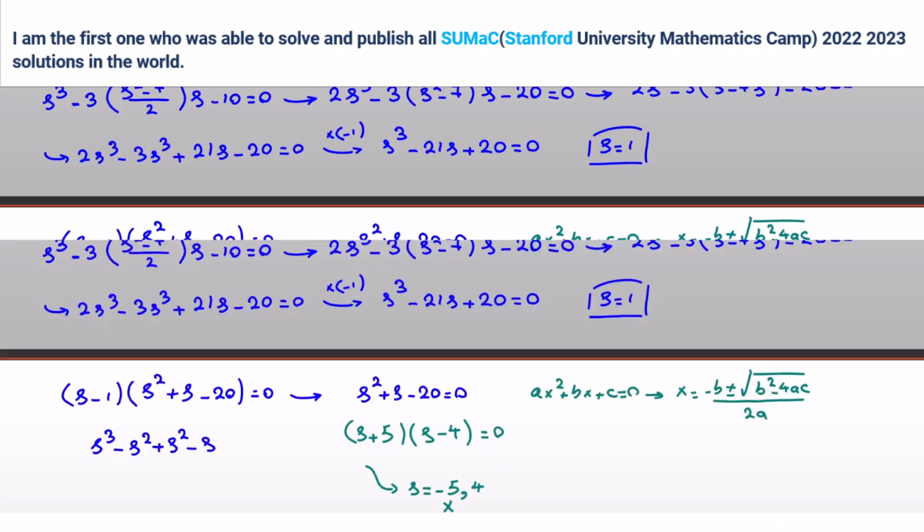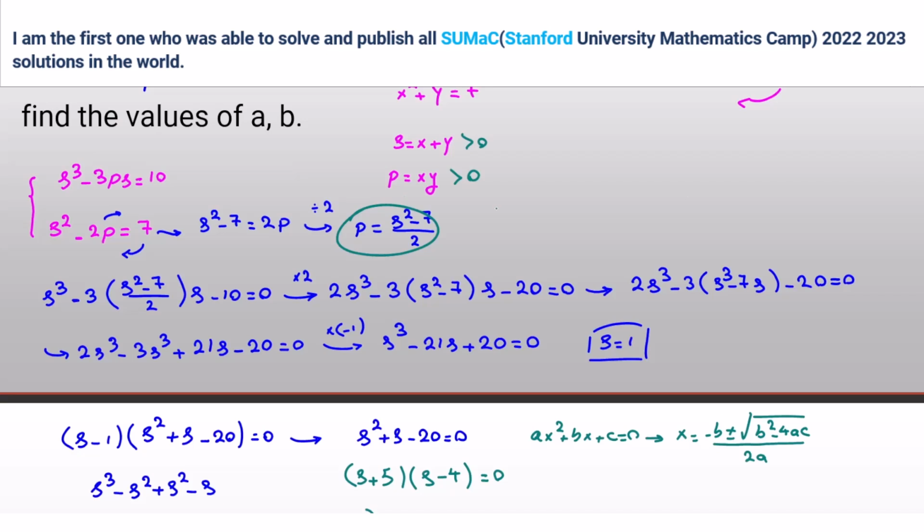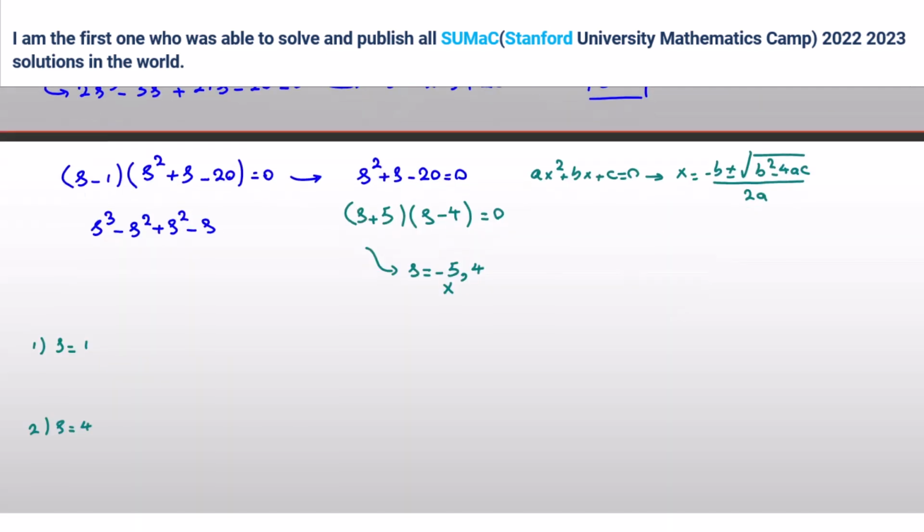So what's the relationship between them? We know P is (S squared minus 7) over 2. For the first one, it's (1 minus 7) over 2, which is negative 6 over 2, which is negative 3, less than 0, contradiction, because P is positive. For the second one, (S squared minus 7) over 2. So (16 minus 7) over 2, which is 9 over 2, is positive. So we found S and P.